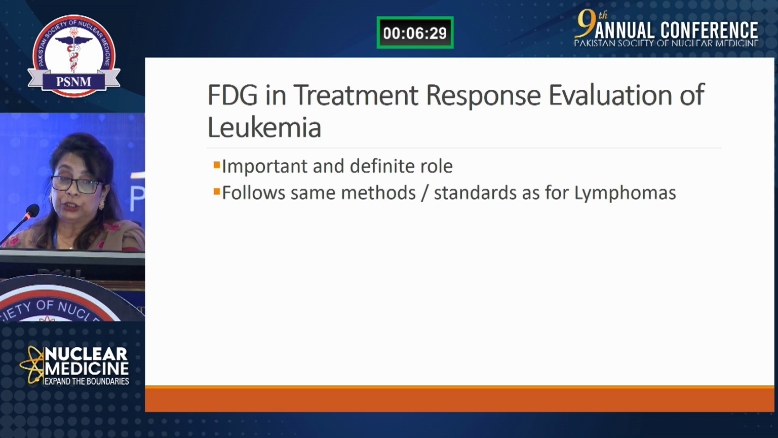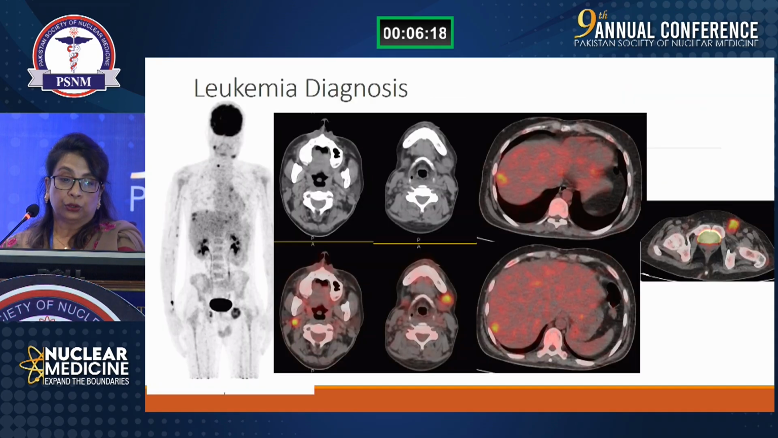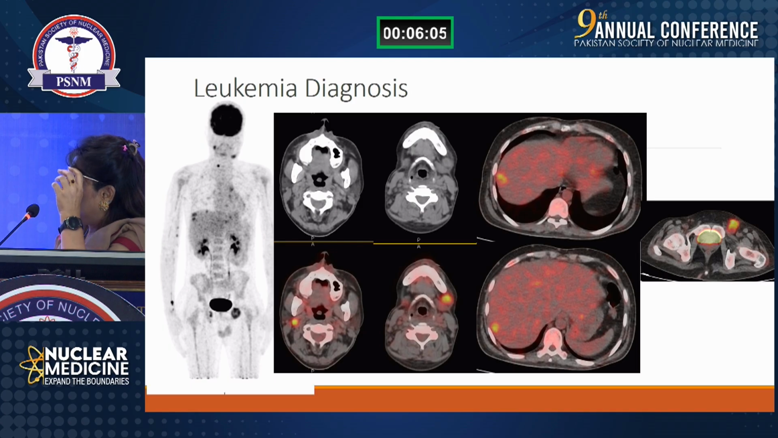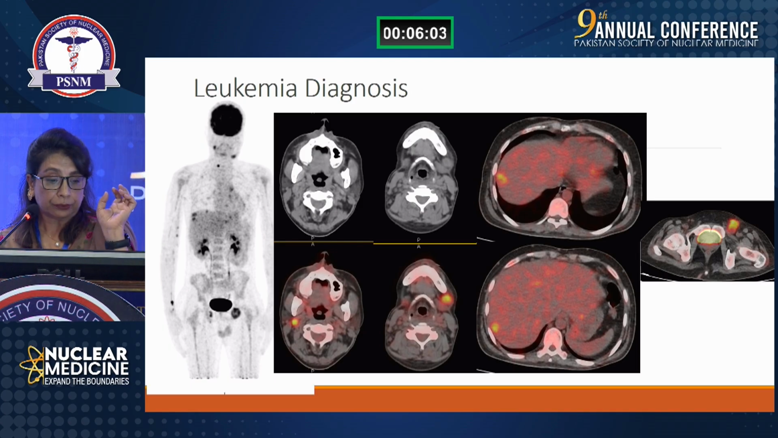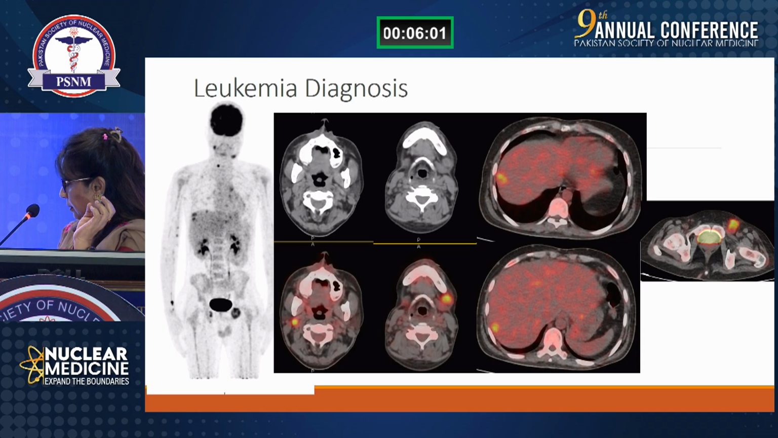In the treatment evaluation, it has an important and definite role to play, and follows the same methods and standards that we have adopted for lymphomas, where we have a baseline scan, an interim scan, and an end of treatment scan. So this is for the leukemic diagnosis, where you can see these lesions here and in the liver and elsewhere, and especially here in the pelvis, right over here.